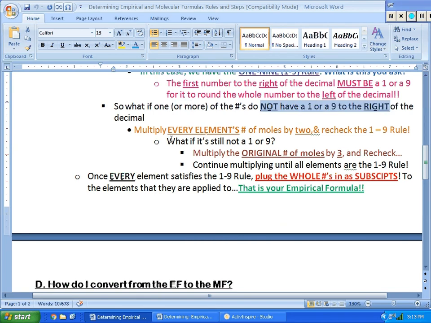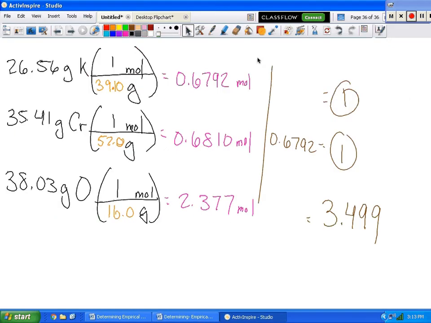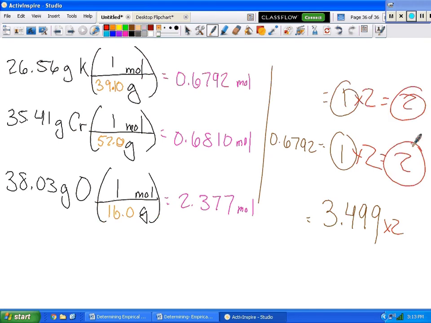Multiply every element by what? 2. And recheck. What is 1 times 2? 2. So I'm going to say times 2, times 2, times 2, and this is 2. This is 2. What is 3 and a half times 2? 7. Now, does every number satisfy the 1-9 rule? What do you plug those numbers in as? Subscripts. So your final answer is K2Cr2O7.